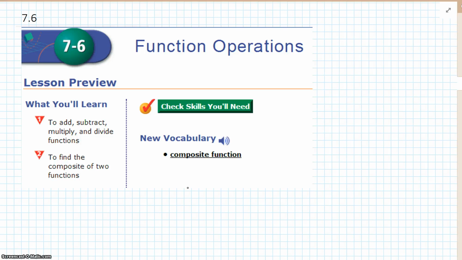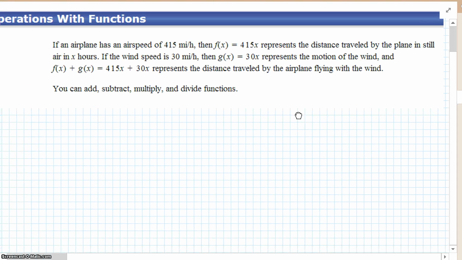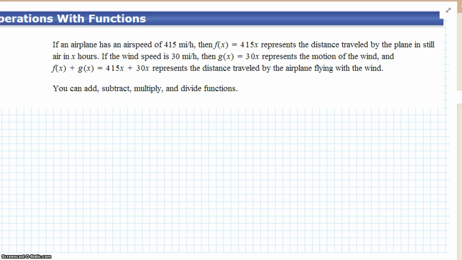Algebra 2, 7-6, Functions, Operations. Today we're going to learn how to add, subtract, multiply, and divide functions, and also to find the composite of functions. Okay, so let's kind of go over what a function is.